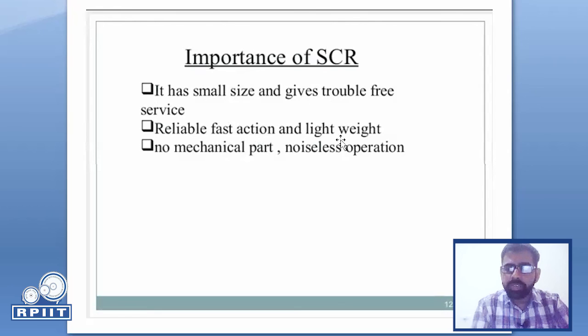It has reliable, fast action and is lightweight. It is a high frequency switch, so it gives fast action, and it is very lightweight. The compact size means it obviously has light weight. There is no mechanical part; there is no moving part in this SCR, so noiseless operation is also possible.